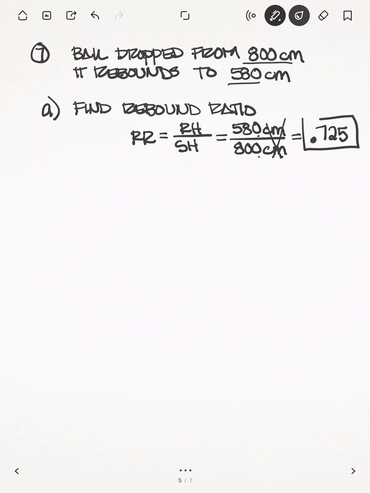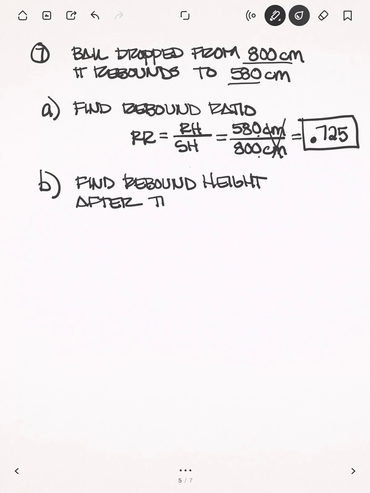Now, the second question they're going to ask you is they want you to find the rebound height after the fourth bounce. Now there's actually two ways you can do it, and I will show you both ways, and you will probably figure out that you like one way better than the other, and that's fine. So you can do it however you want. Just show me what you did on your quiz.